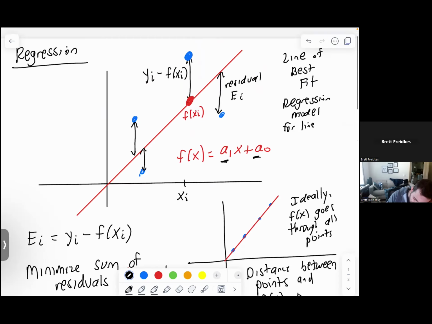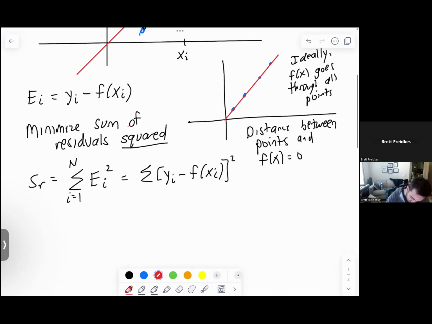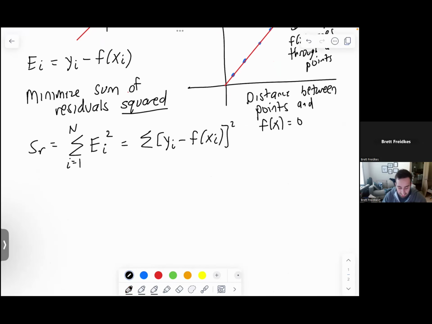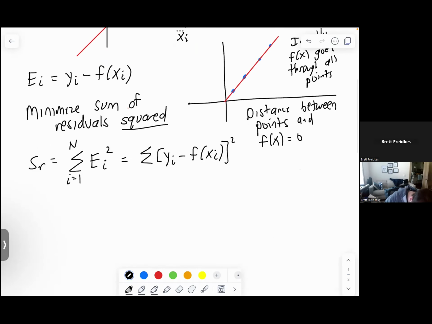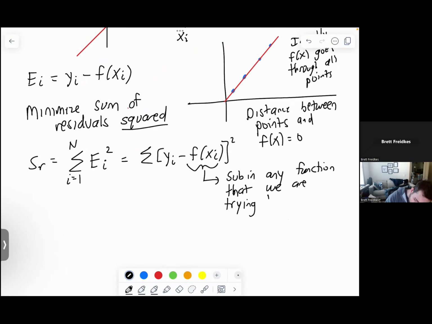So again, y sub i are these blue data points, and f of x sub i are the red data points at the same x location. So if we were to do some sort of linear fit, depending on if it's a1 x plus a naught, we would substitute that in there. We would sub in any function that we are trying to fit to the data.